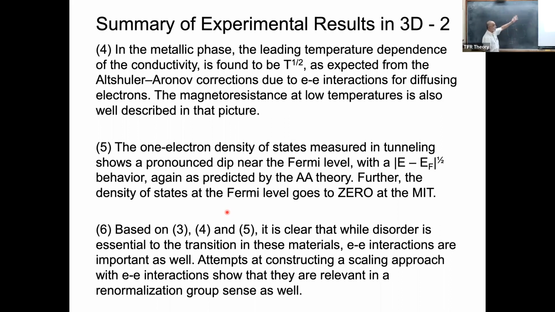So if you put all that together, it is clear that disorder is important in getting from the metallic phase to the insulating phase. But electron-electron interactions are also important. They're both playing a role. And so that's what makes the theory so difficult. You've got two things happening together, they're reinforcing each other, and it's very difficult to come up with a theory that has everything together.